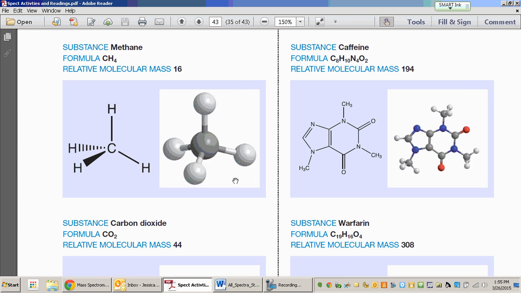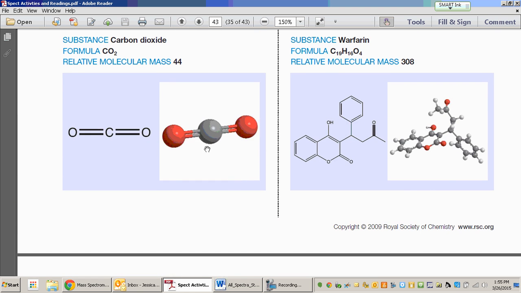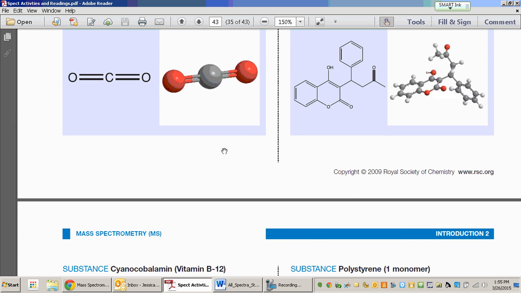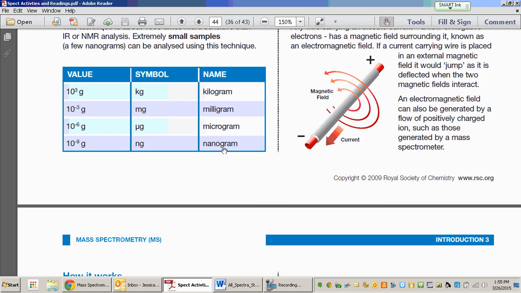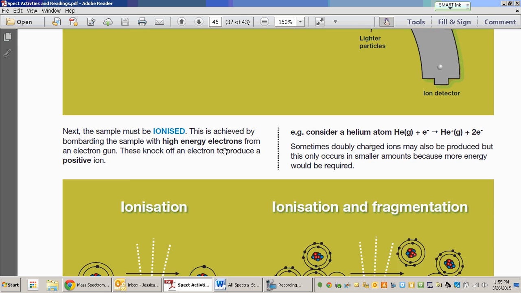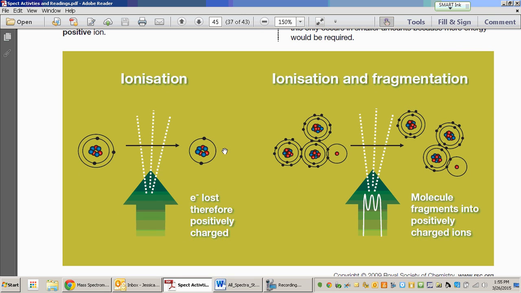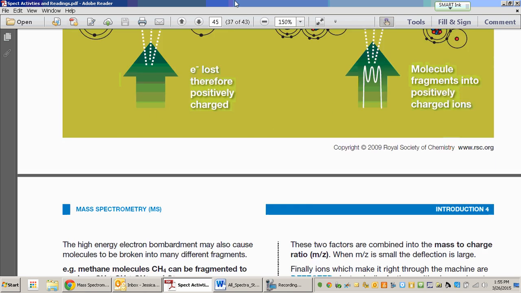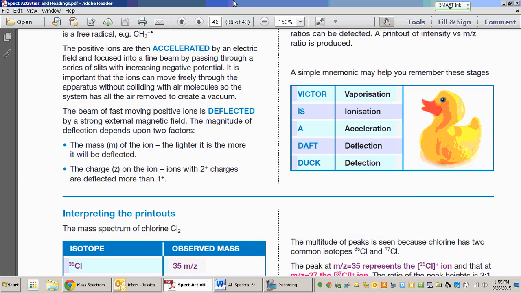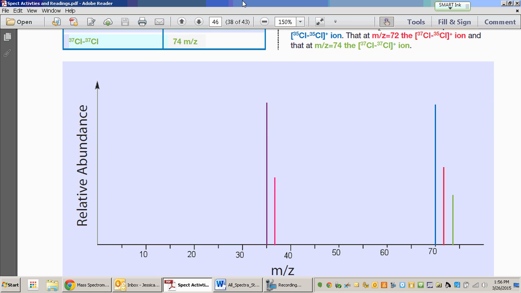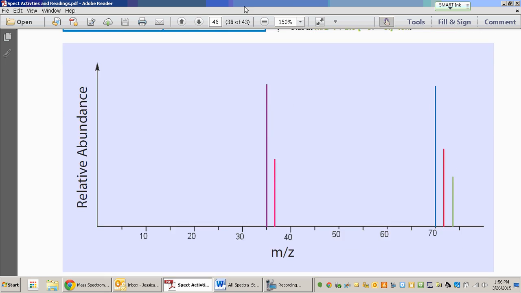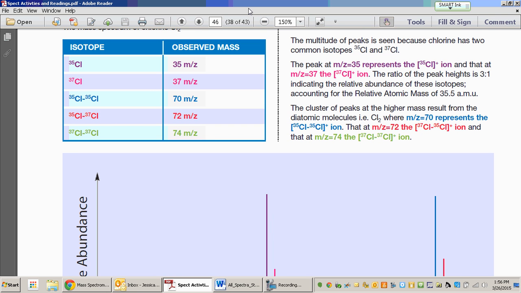There we go. Okay. So, like we said, it's used to show molecular mass and structure. So there's the Victor's Daft Duck. This is the isotopes that we were talking about. So for this example, the most common isotopes for chlorine are chlorine 35 and 37.